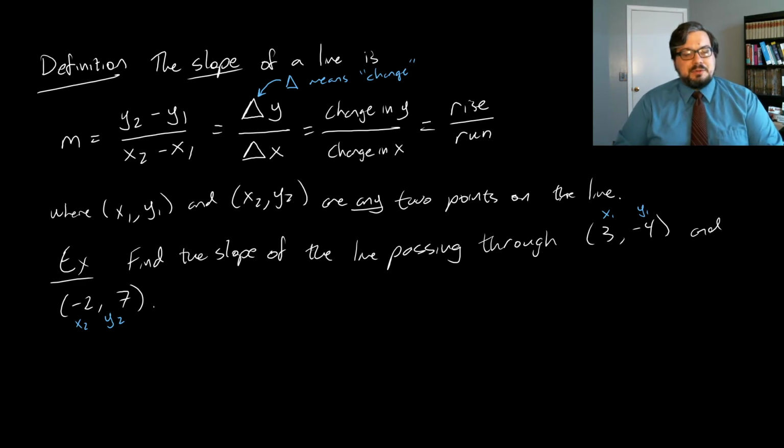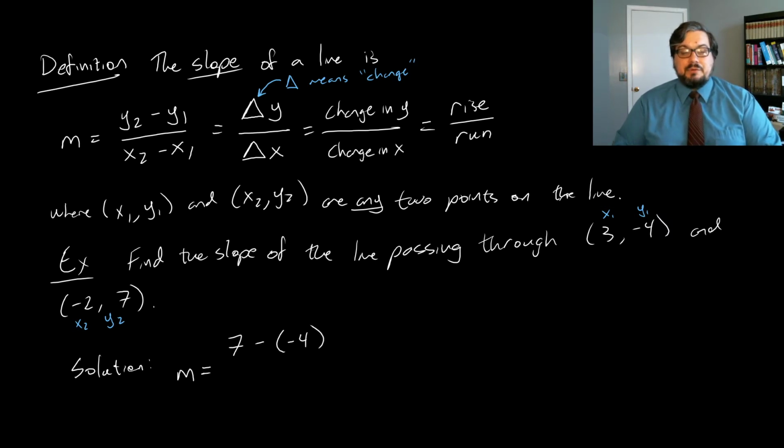When we go to compute the slope, we're going to take the difference in the y values, and so in this case, this is going to look like 7 minus negative 4. So the y value for one of the points minus the y value for the other point, divided by, now we get negative 2 minus 3.